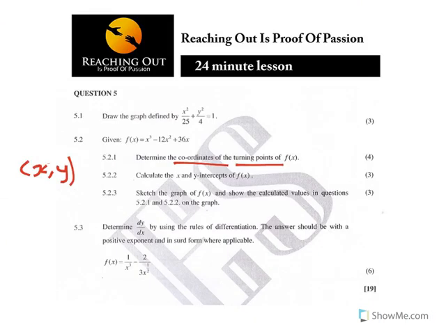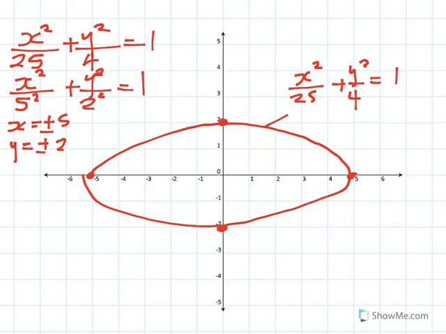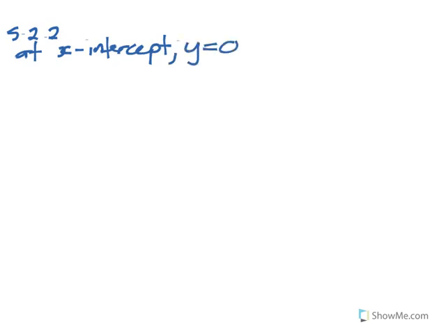Now looking at the next question, it says calculate the x and y intercepts of f of x. The first thing that you need to look at, that is 5.2.2, is to write the statement again. At x-intercept, y is equal to 0. Remember that. So at x-intercept, y is equal to 0.